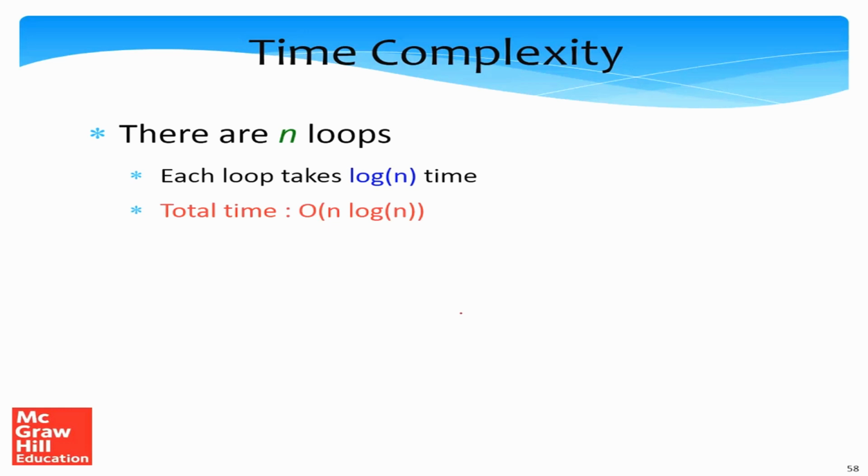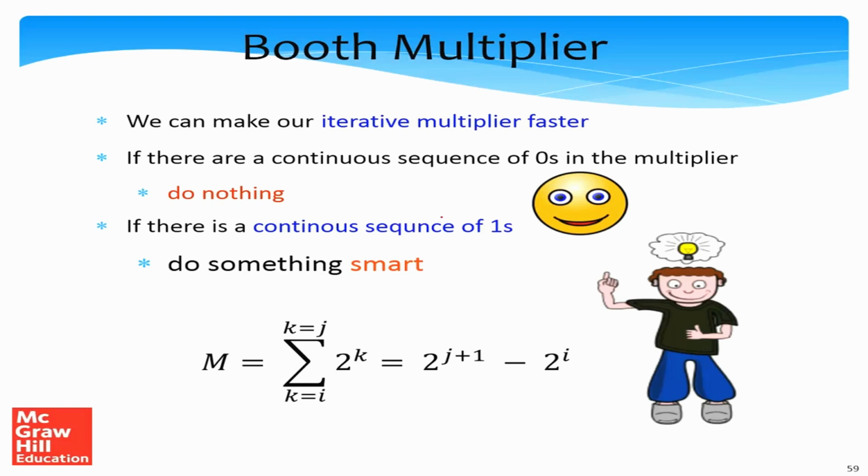So what is the time complexity? There are n loops, so that will take order n times the time of each loop. And what does each loop have? It has an addition or a subtraction. An addition or a subtraction takes log n time, as we have seen from our previous discussion. We can use a carry lookahead adder. So the total time required is order n times log n, which is order of n log n.